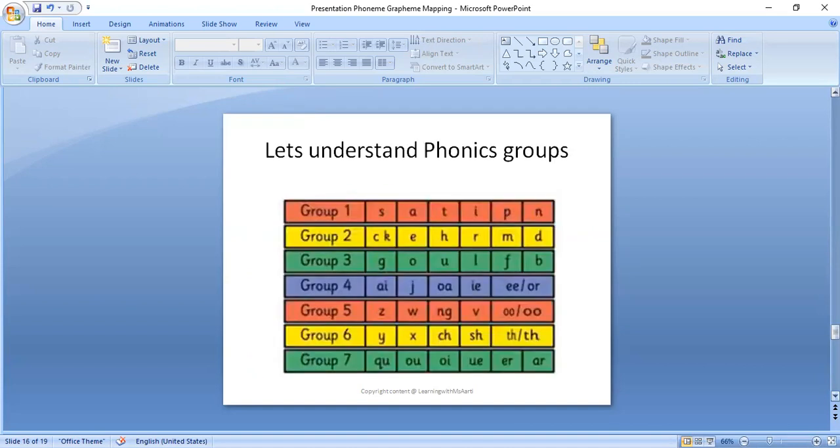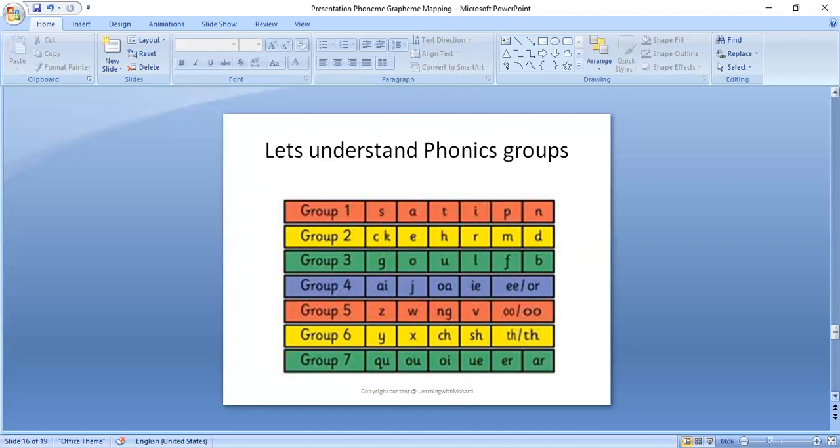Now, I want to put some light on phonics groups as well. As we are talking about phonemes, graphemes, mapping, we cannot skip this very important topic, that is the phonics group, because the whole webinar is revolving around phonics only. From phonics only, phonemes and graphemes are there.